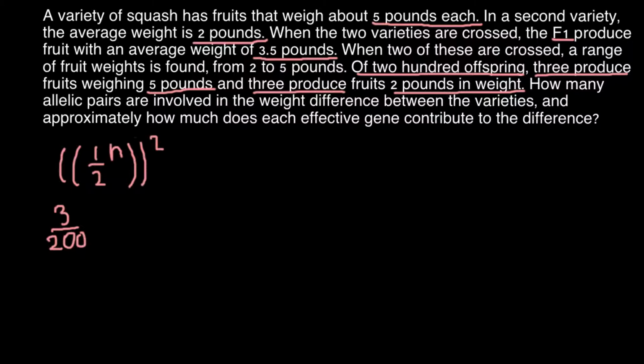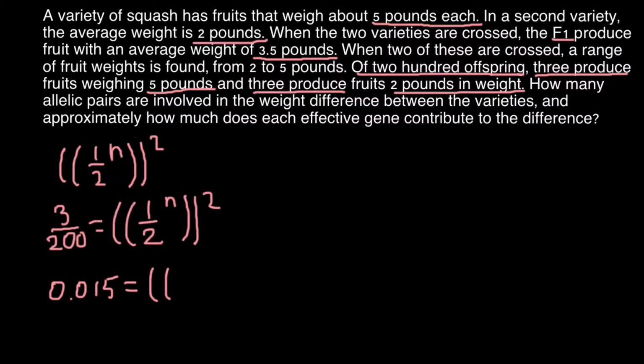That would equal to our formula here, 1 divided by 2 raised to n, squared. So what we can do in the next step, we can divide 3 by 200, and our answer here would be 0.015. That would equal this right part of the formula, and n in this formula stands for the number of loci that control the trait.